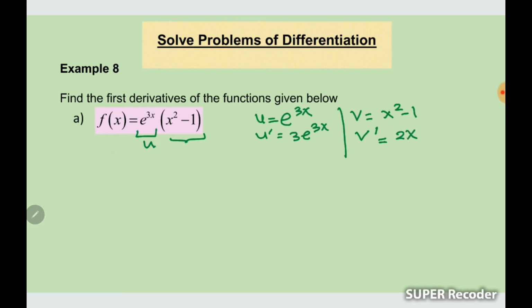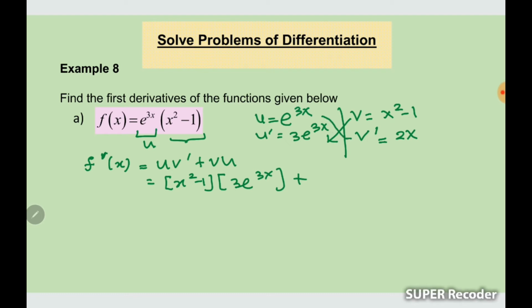To use the product rule here, you need to memorize the formula, that is, differentiate f, f prime equals u v prime plus v u prime. Means you have to cross here, v multiply with u prime, so it's (x squared minus 1) multiply with u prime 3e^(3x), plus u v prime. u is equal to e to the power of 3x, v prime is 2x.